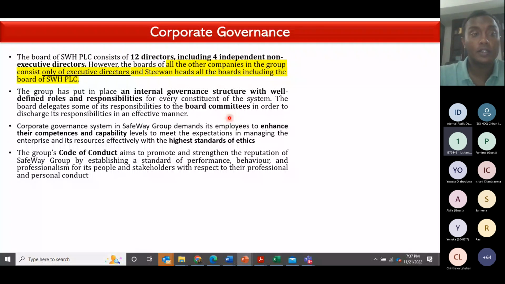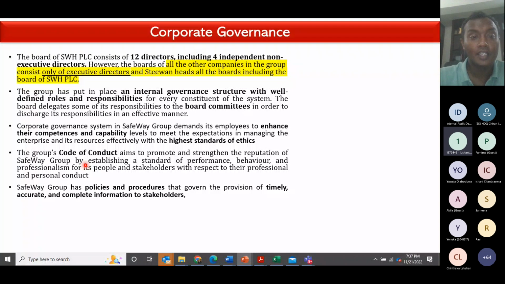Now, they also say that they have this code of conduct, right? That really helps them to strengthen the reputation, the standard performance, behavior, professionalism. Now, I really want you to question this code of conduct for a reason. If you know the reason, please use the chat and say that, are you happy with this? And then they also have policies and procedures that govern the timely communication of information to stakeholders.